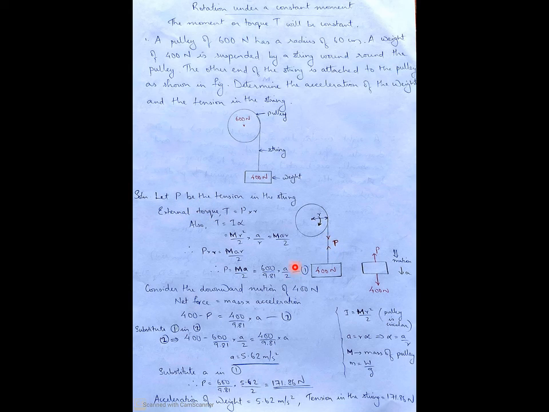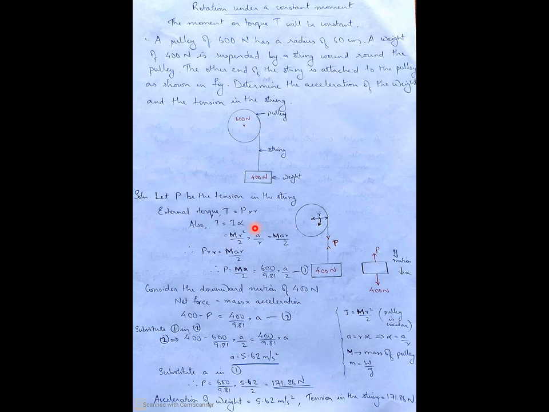Now torque is force into distance. Here what will be the force? It is tension into distance about the center. So torque is this tension P into radius R. So that is one equation for torque, which is P into R. The other equation, which we have already studied, is I into alpha.